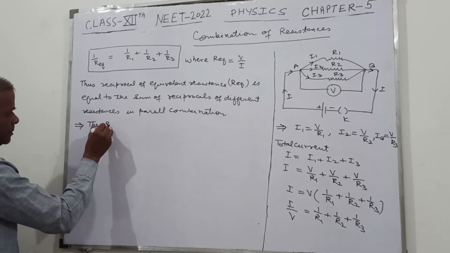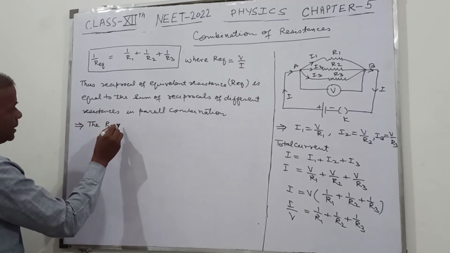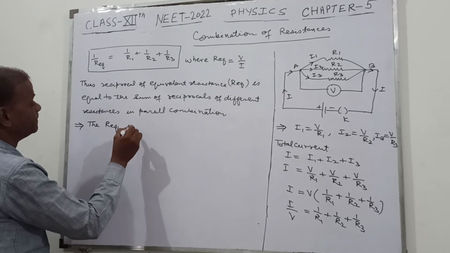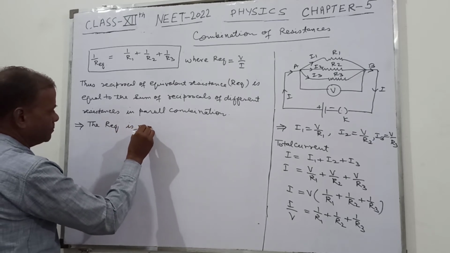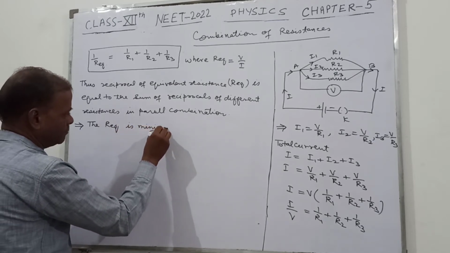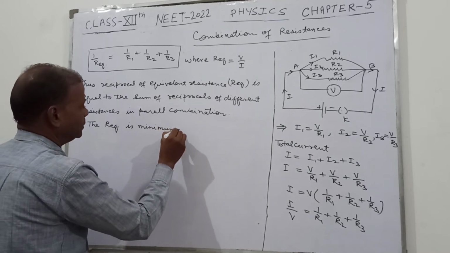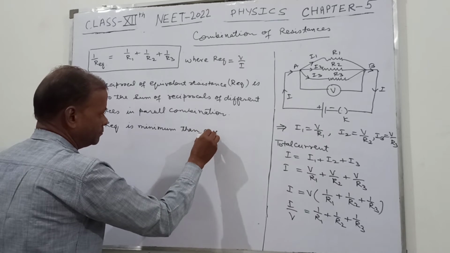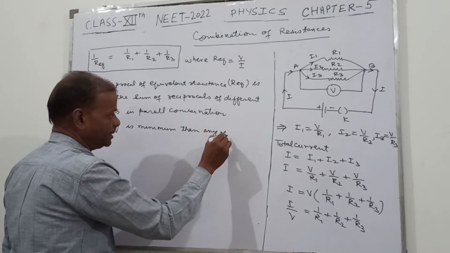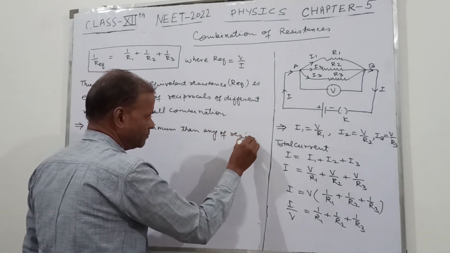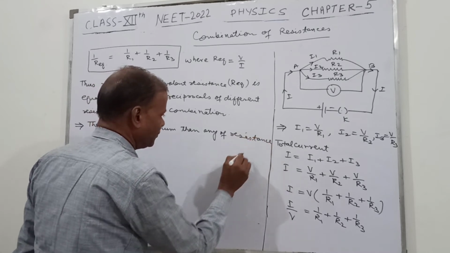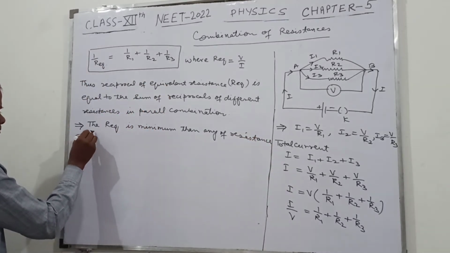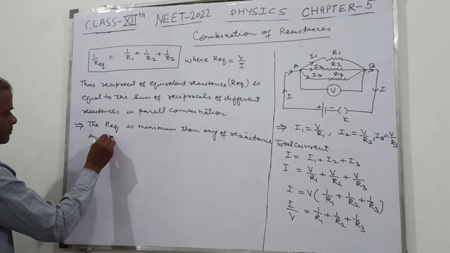The R equivalent is minimum than any of the resistances in parallel.